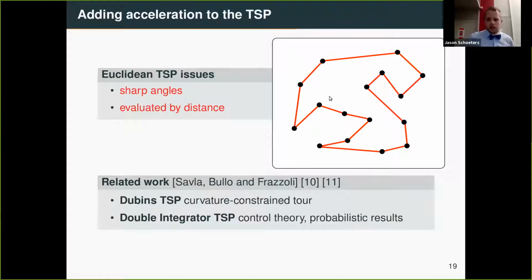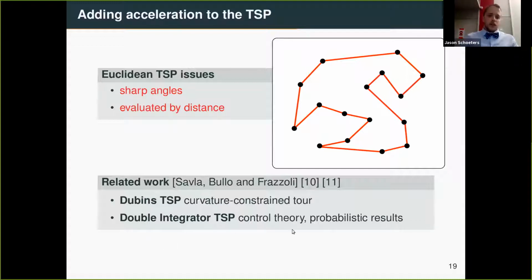So there is some related work on this problem of adding acceleration to the TSP. So first of all, there's Dubin's TSP. So Savla, Bülow, and Frazzoli worked a lot on these problems. And in Dubin's TSP, you may imagine this is a TSP for vehicles which have a bounded angle on their wheels, such as maybe cars. So cars can only drive in some wide angle when they want to turn. And so this results in a curvature constrained tour. So this is Dubin's TSP.